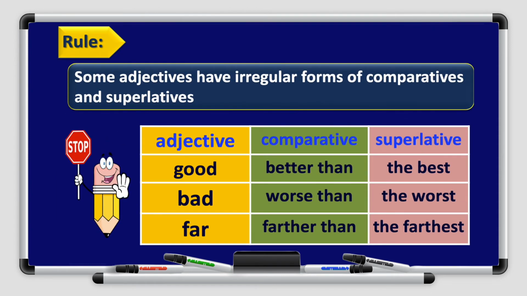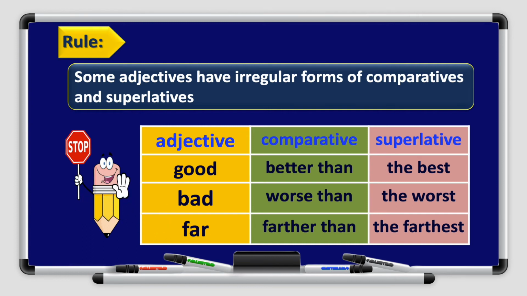Now, our rule. Some adjectives have irregular forms of comparatives and superlatives, like how? We have the adjective good. If we would like to use it in comparative adjective, we change it into better than. So good, better than. In superlative, it is the best. One more time. Good, better than, the best. Bad, worse than, the worst. Far, farther than, the farthest.